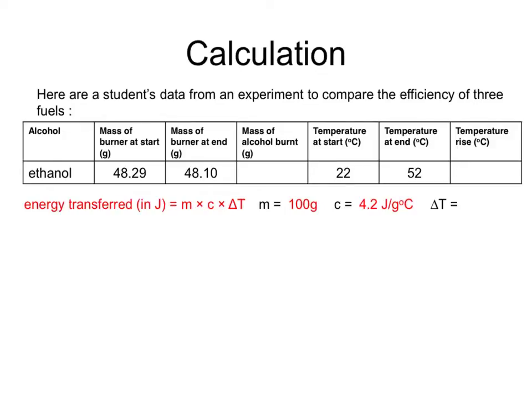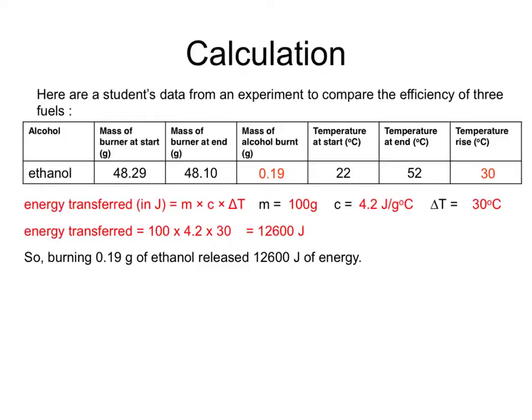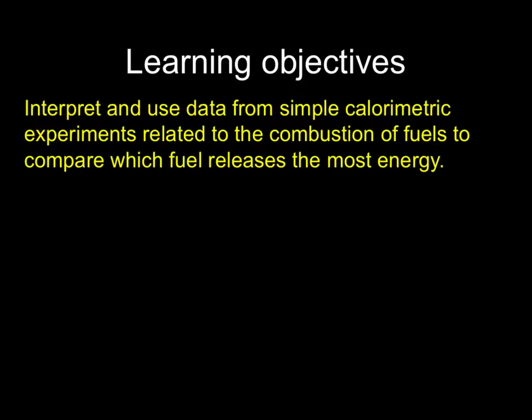And we need the temperature change, which we're not given, but we can calculate that because that's the difference between 52 and 22, which is 30 degrees. So using that equation, we can work out the energy transferred is the mass of water, 100, times 4.2 times 30, which is 12,600 joules. Now that's been produced by burning 0.19 grams of alcohol, which is the difference in the mass of the burner from start to finish. So we can work out that 0.19 grams of ethanol has released 12,600 joules of energy. What we then need to do is be able to compare one fuel with another to find out which has released the most energy, either in total or per gram.